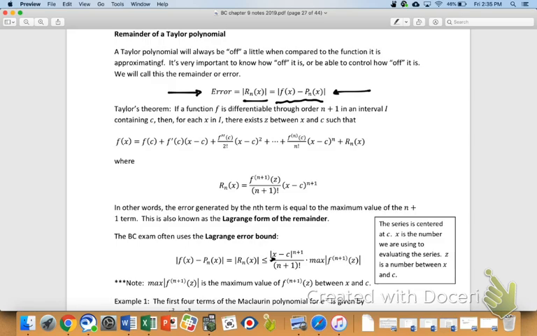That's going to help us define and bound our error. Sometimes it's called the remainder. We'll call it error most of the time. So Taylor's theorem says essentially this, and we're going to use some really specific symbols.